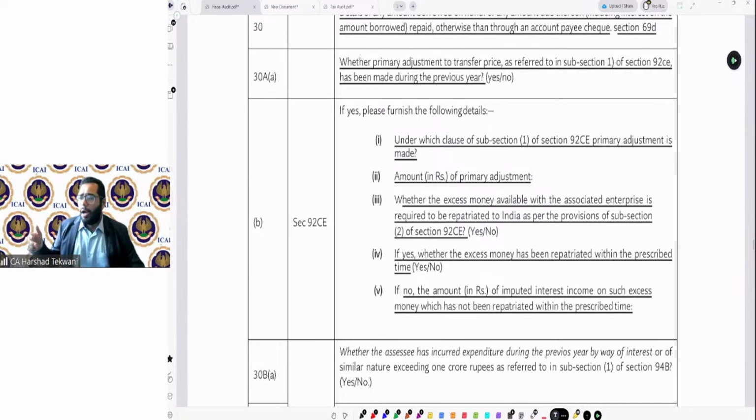However, no secondary transfer pricing adjustment is required if the primary adjustment relates to the assessment year 2016-17 or earlier assessment years. And also no secondary adjustment is required if the amount of primary adjustment made in any previous year does not exceed 1 crore. So it has a limited applicability.